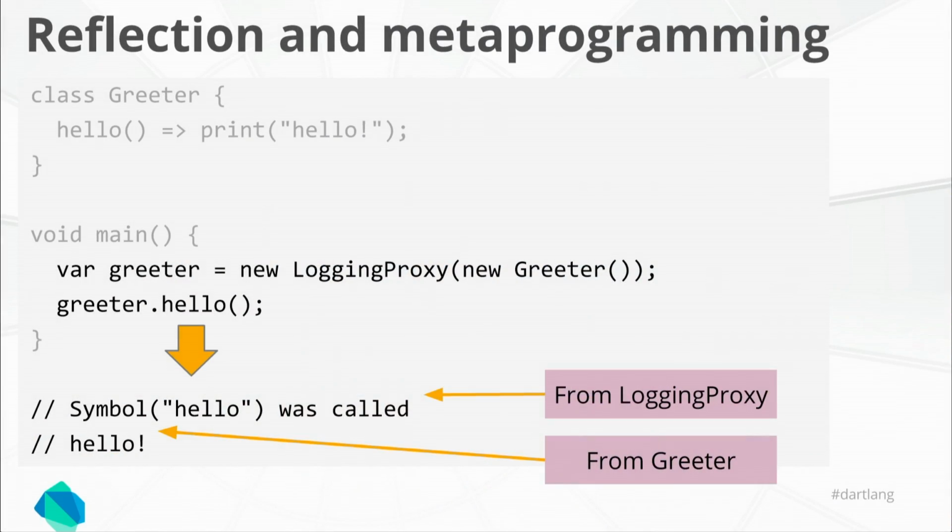Here's the example. We're going to create a logging proxy, wrap greeter. We're going to call the hello method on what we think is the greeter, but of course it's going through the logging proxy. Two things will be printed out. First, symbol hello was called. That comes from the logging proxy. And then hello, that comes from the greeter because we delegated that call back down to the delegate.